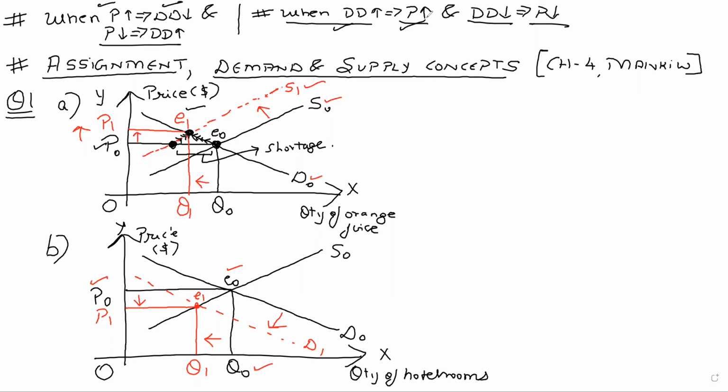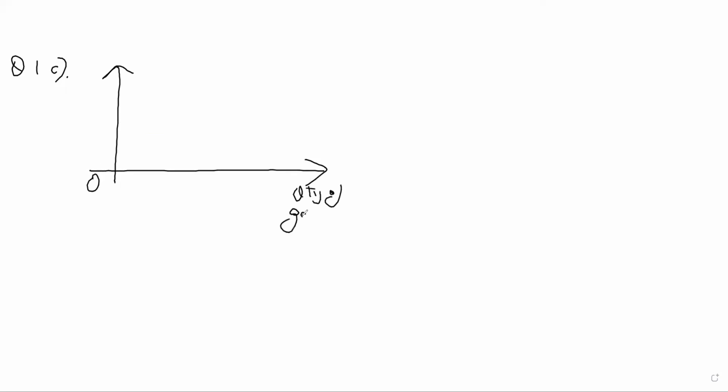Yes, sir. Okay. Now guys, let's look at question 1, part C. When a war breaks out in the Middle East, the price of gasoline rises and the price of used Cadillacs falls. So basically, guys, in this case, we'll be having two diagrams. One will be the market for gasoline: quantity of gasoline on the x-axis, and price of gasoline on the y-axis.